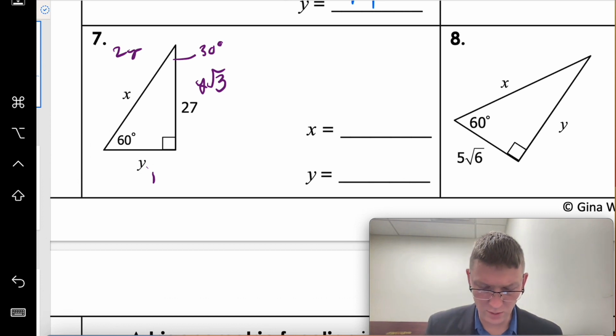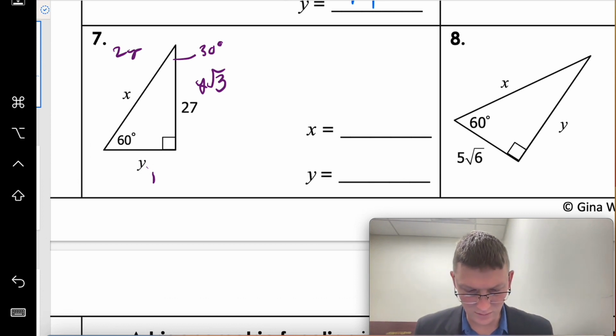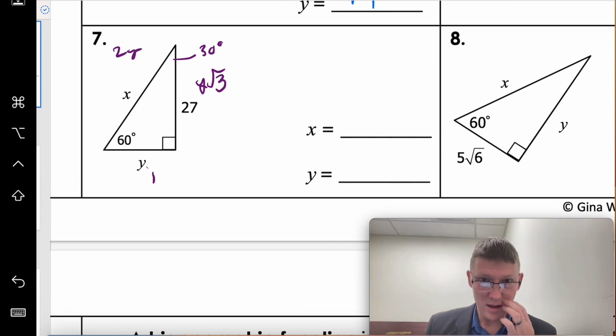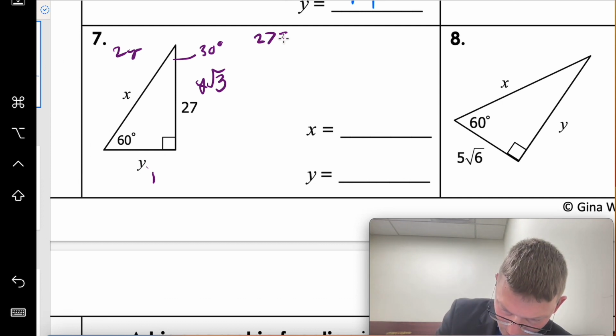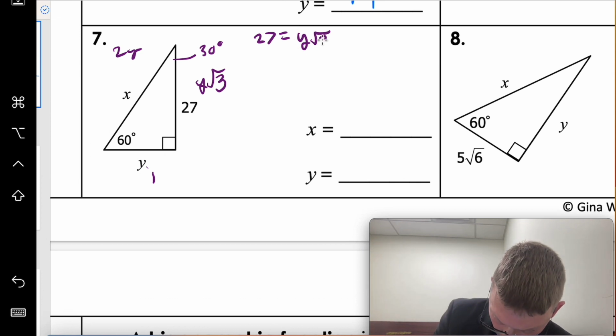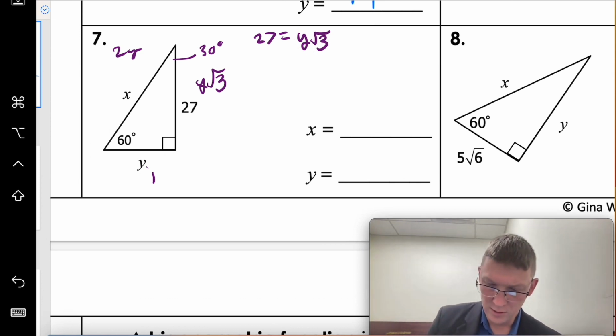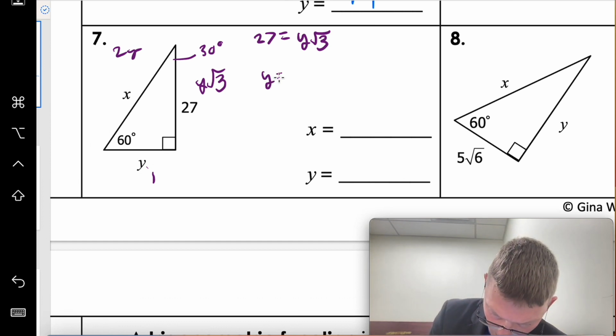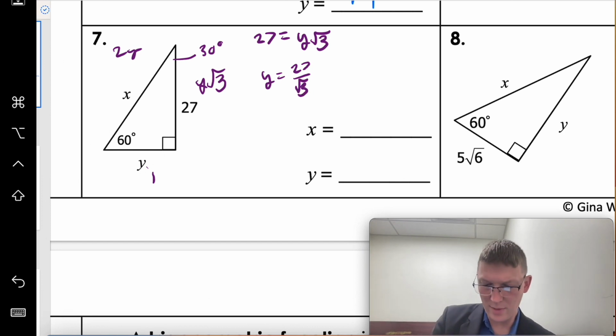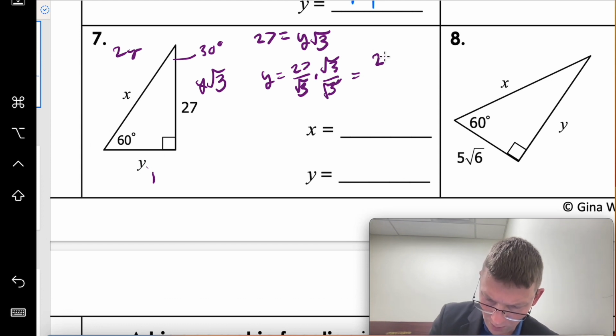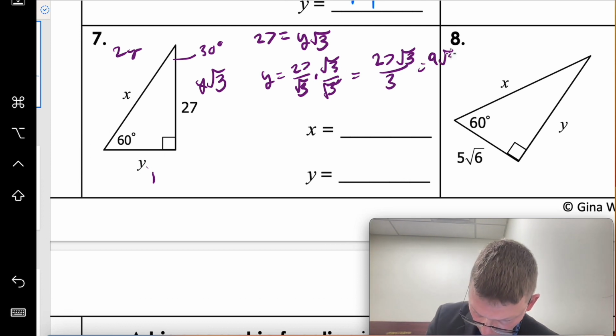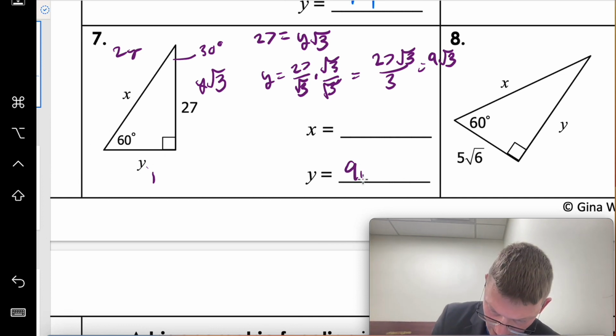But we can start over here with our 27. That probably makes the most sense. So we can say 27 is equal to y square root of 3. So then we're going to divide both sides by square root of 3. So we got y equals 27 divided by square root of 3. We're going to multiply the top and the bottom by square root of 3 over square root of 3. So then we're going to have 27 square root of 3 over 3, which equals 9 square root of 3. So our y is going to be 9 square root of 3.